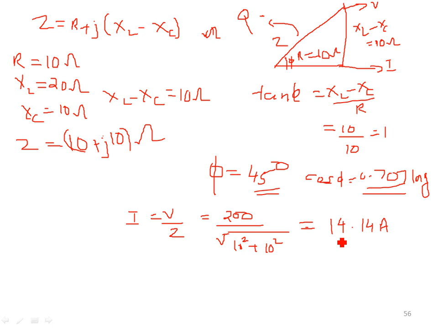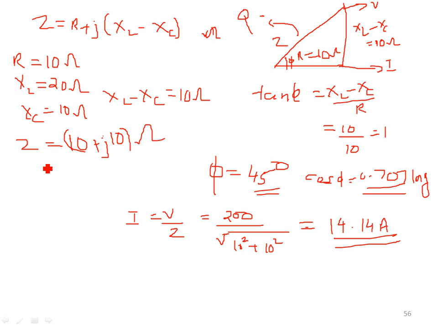Okay. Now explaining the third part once more. Z is given as R plus j into XL minus XC. Resistance is given as 10 ohm. Inductive reactance is given as 20 ohm. Capacitive reactance is given as 10 ohm. Therefore, XL minus XC is 10 ohm. Therefore, what is the impedance Z? In rectangular form, it can be written as Z is equal to 10 plus j10 ohm.